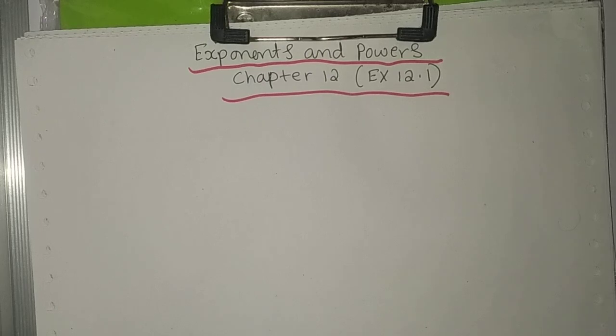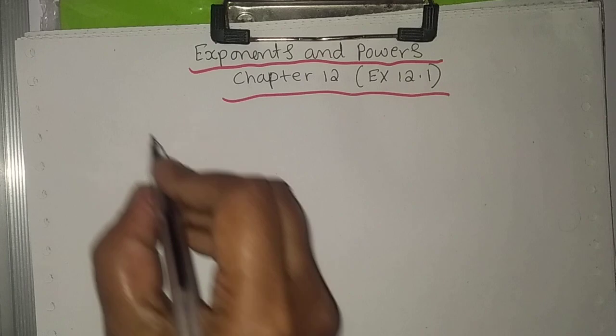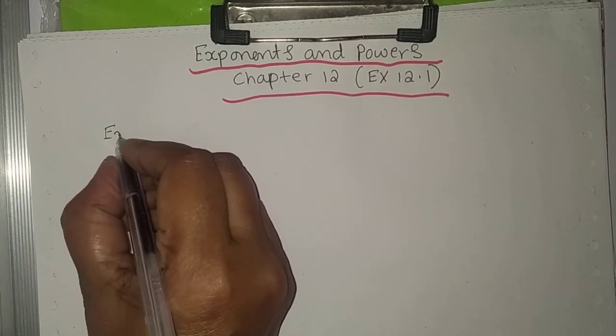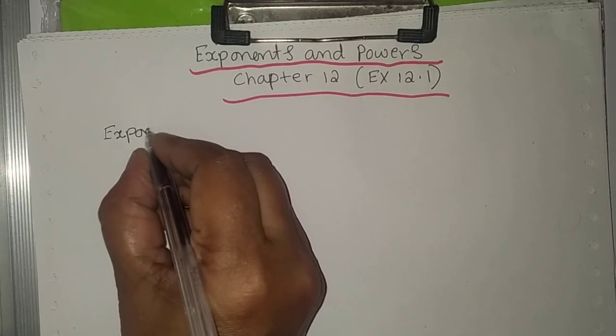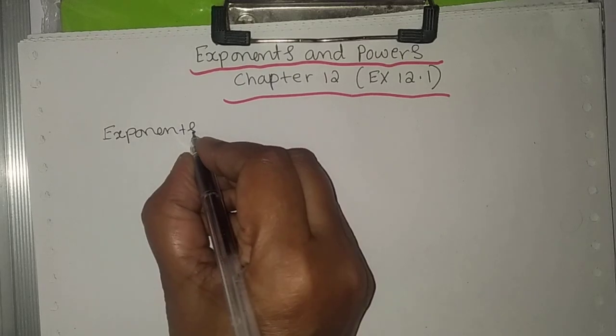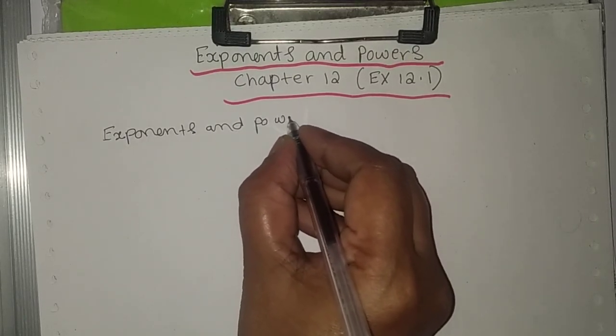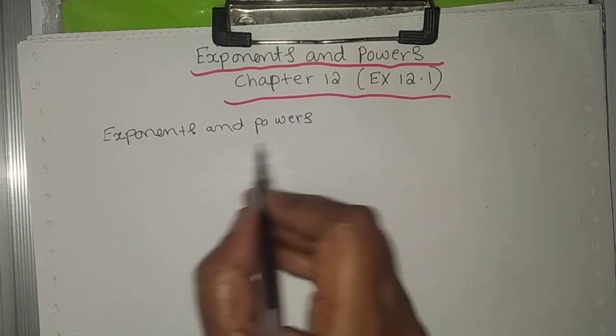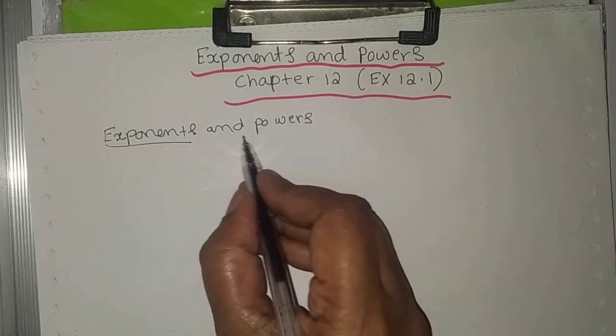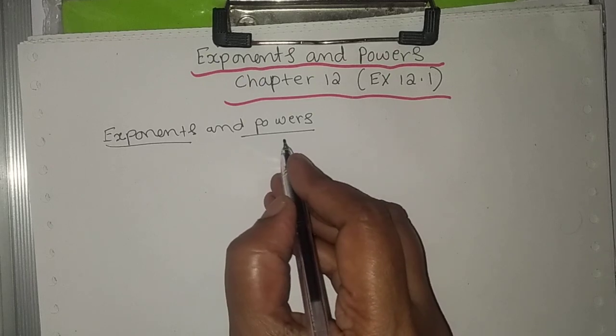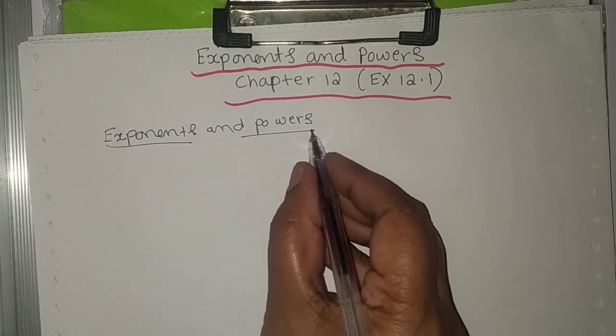Welcome back, students. In this class we start a new chapter, that is chapter 12, Exponents and Powers. So we'll see what is the definition of exponents and powers. I'll give an example and explain. This is the shortest way to represent a large number.